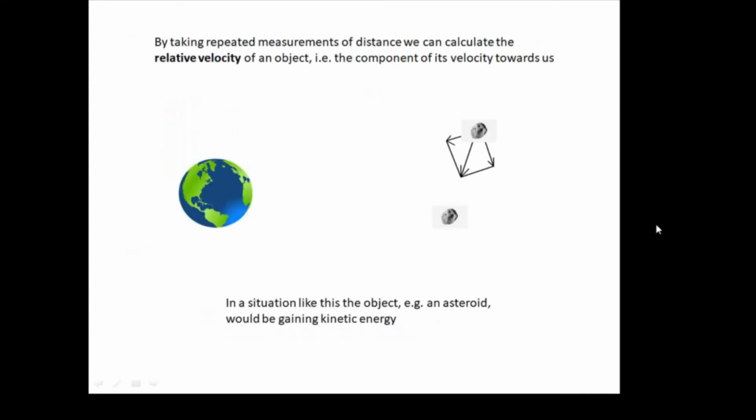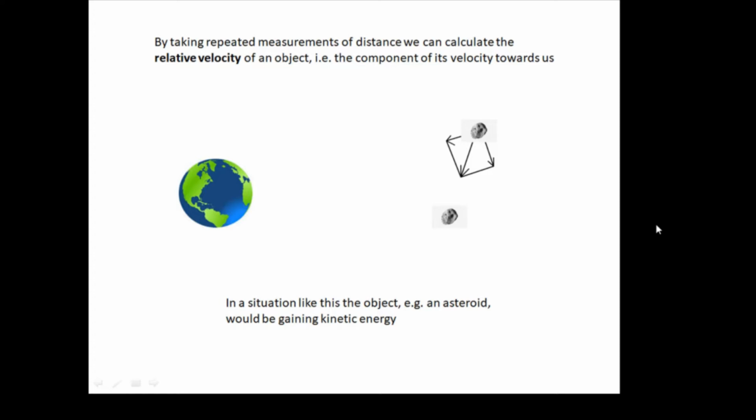Now, by taking repeated measurements of distance, we can calculate the relative velocity of an object. For example, if there was an asteroid approaching the Earth, if you measure the distance twice, then the difference in the distance divided by the time between the measurements would tell you the relative velocity towards us. Bearing in mind it's not necessarily heading directly towards us. What we're measuring is the component of its velocity towards us.